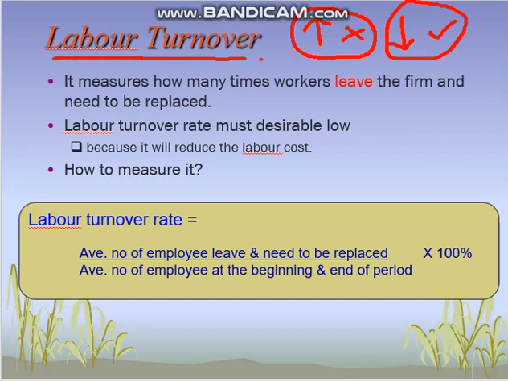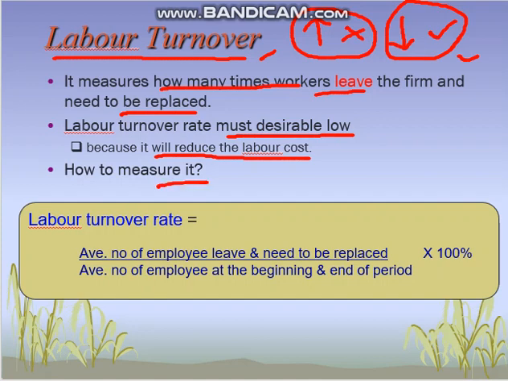To measure labor turnover, we measure how many times workers leave the firm and need to be replaced. So we have to calculate how many persons go out from the company and have been replaced. The labor turnover rate must desirably be low; just like I said, the lower is better, because it will reduce the labor cost. How do we measure this?